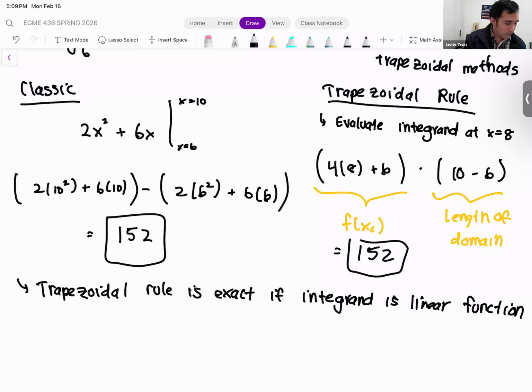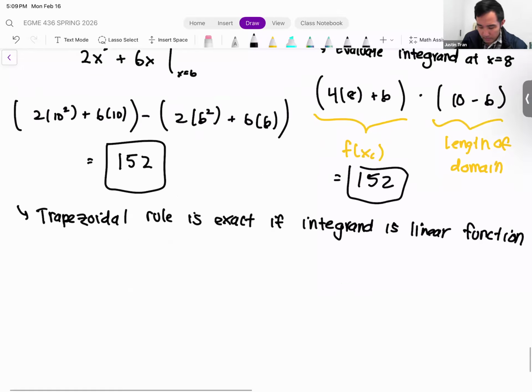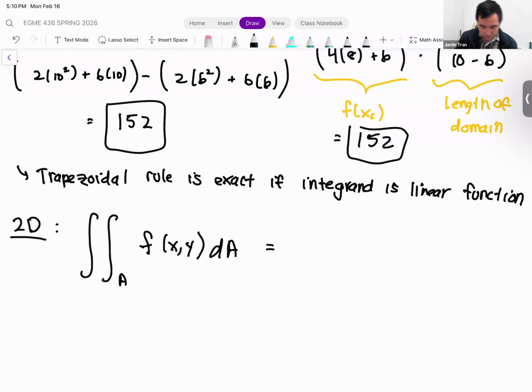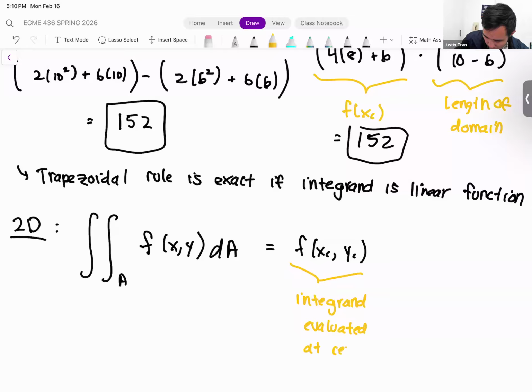Okay, so let me just show you very quickly what the trapezoidal rule looks like in 2D and 3D. In 2D, this is the one we're actually going to use. If we have an integration of some function of two variables, since we are in 2D, the trapezoidal rule basically says that in order to find the value of this integral, we just evaluate the integrand at the centroid of our domain. And then we multiply that by the area of our domain.